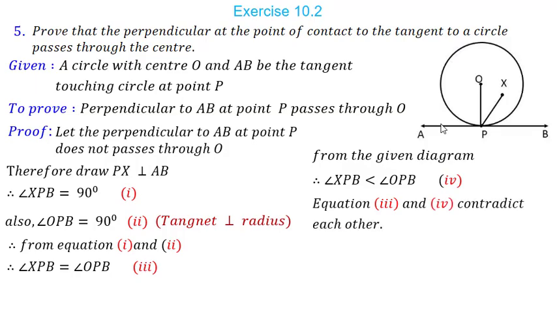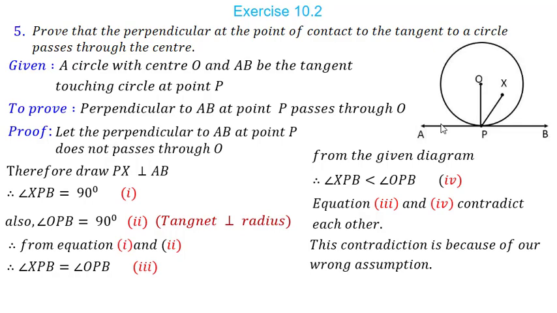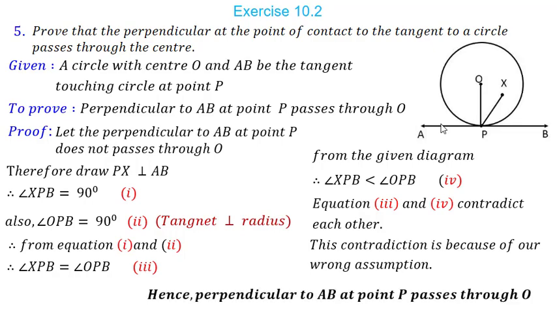Now this contradiction arises because of our wrong assumption. So we change our assumption and say that the perpendicular to AB at point P passes through O. We first said that OP is not perpendicular, and by considering this we came to a solution which is not correct, and hence our assumption is wrong, and hence OP is perpendicular to AB.